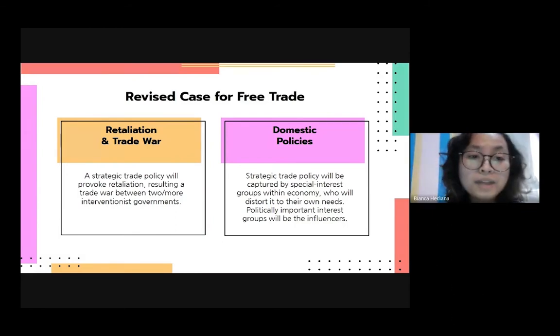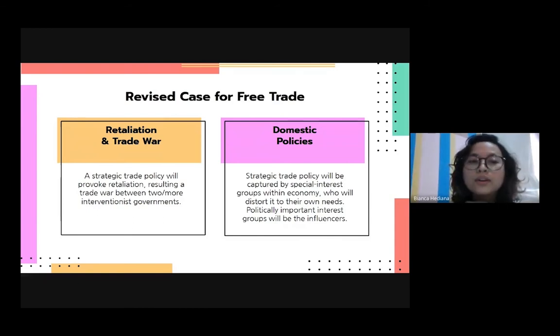Krugman might be right about the danger of strategic trade policy leading to a trade war. The problem, however, is how to respond when one's competitors are already being supported by government subsidies. According to Krugman, the answer is probably not to engage in retaliatory action, but to help establish rules of the game that minimize the use of trade distorting subsidies. So let's talk about the next revised case for free trade, which is domestic policies.